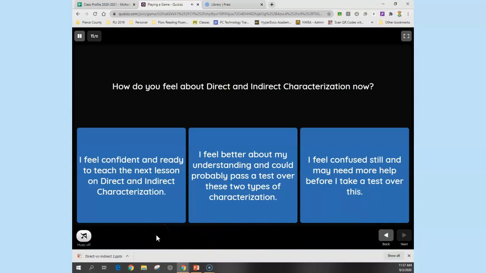All right, how do you feel now about direct and indirect characterization? Do you feel confident and ready to teach the next lesson on direct and indirect characterization? I feel better about my understanding and could possibly or probably pass a test over these two types of characterization, or I still feel confused and may need a little more help before I take a test over this.